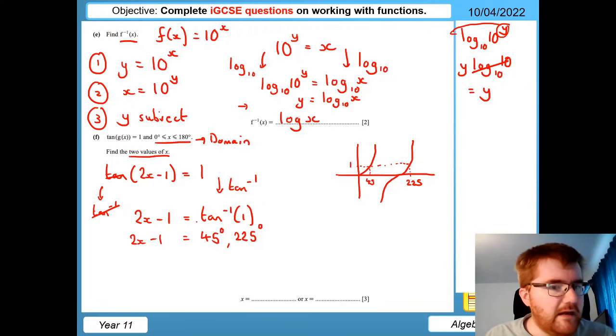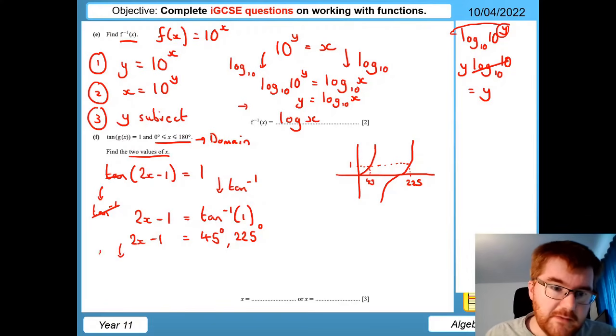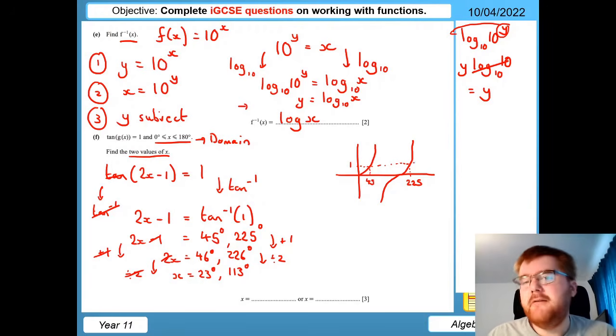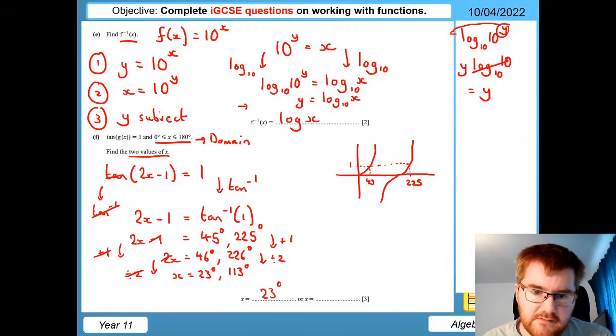Now, why do we need both? Well, we need to make x the subject here. So we approach this in the same way that we normally do. So we add 1 to both sides. That gives us then 2x is equal to 46 degrees and 226 degrees. Then we divide both sides by 2. Make sure we do the same to both sides, and that then gives us x is equal to 23 degrees and 113 degrees. These are the only two answers that lie within the domain. If we added on an extra 180 to get the third answer, that would not lie in the domain afterwards. So we get 23 degrees and 113 degrees.